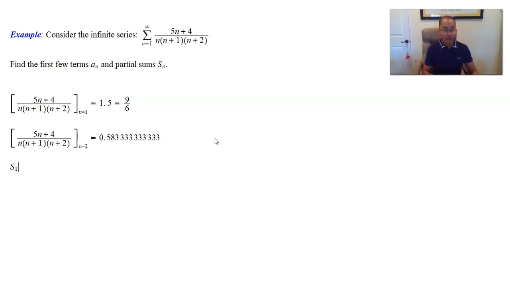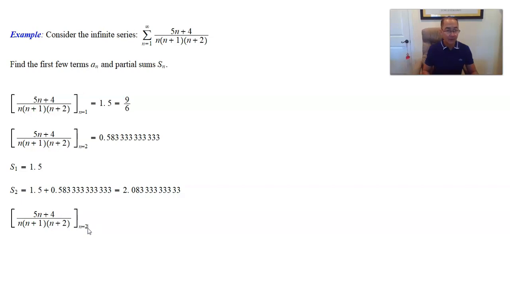So we can start building the partial sums. S1, the first partial sum, is a sub 1, our first term, 9 over 6, which is 1.5. I'll use the decimal. And S sub 2 is our 1.5 plus 0.58, and we get 2.08.